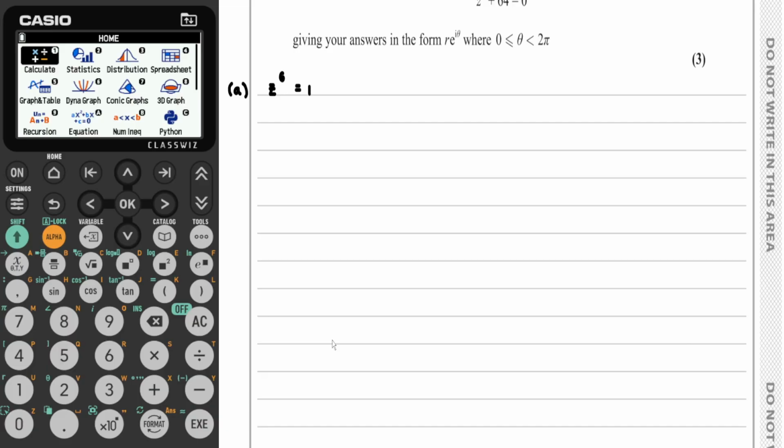So if we have z to the 6 equaling 1, z will equal e to the 2 pi k i over 6, which is the same as z equals e to the pi k i over 3. 2 over 6 is 1 over 3. The values of k we have for this would be 0, 1, 2, 3, 4, 5.